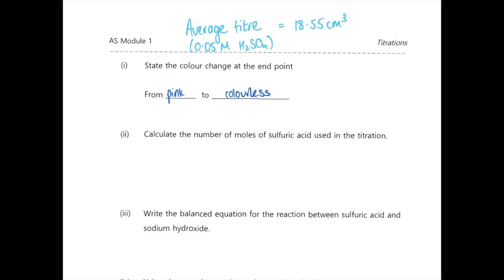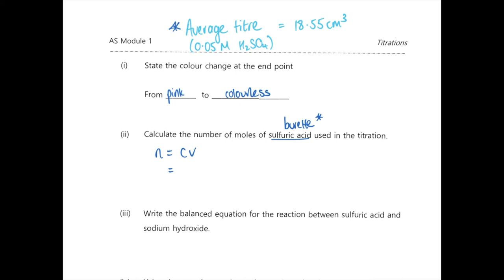Next question is: calculate the number of moles of sulfuric acid. Just remember where that is. That is in the burette. So really what we're using here is our average titer. I've written that up at the top so that it really stands out in your questions, because that's where we start with any titration calculation. So number of moles, we calculate using the equation n equals CV. Hopefully that's familiar from before Christmas.